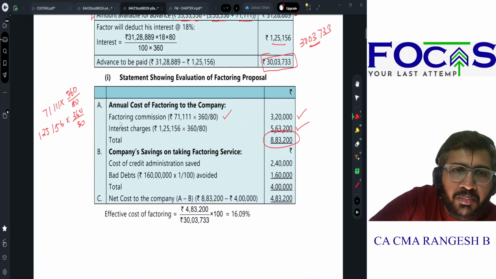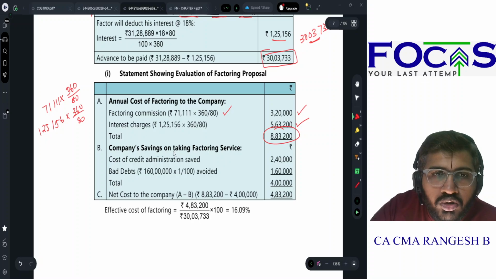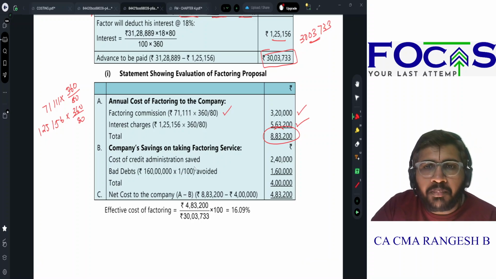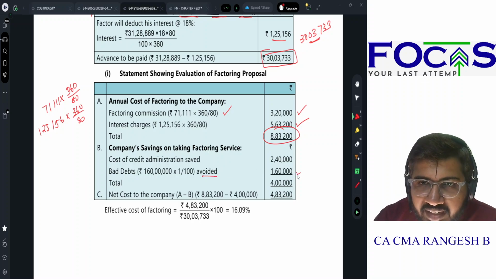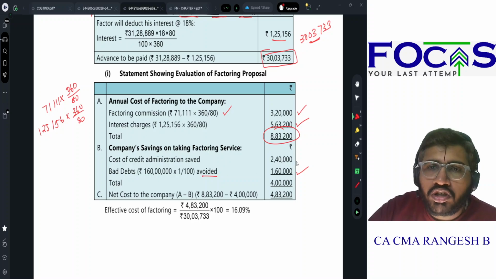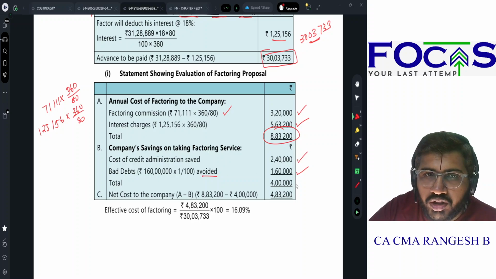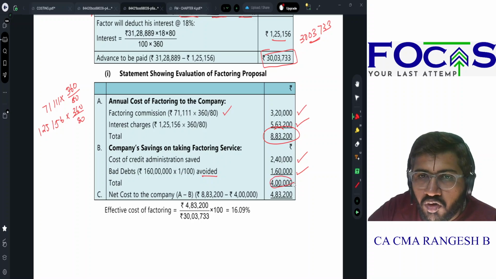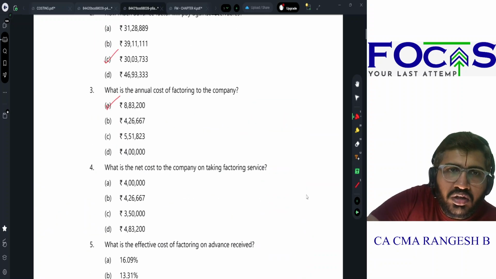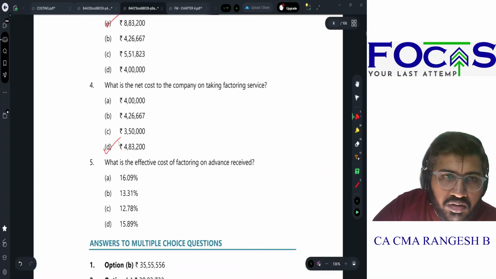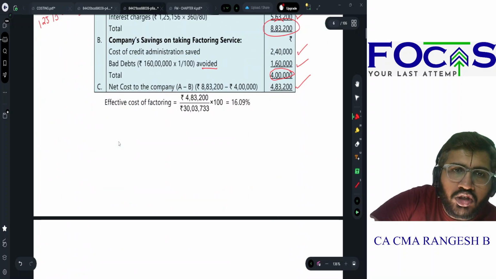Net cost to the company because of factoring. So by taking factoring, what costs are saved for the company? One is bad debts, which is 1,60,000, already computed. Cost of credit administration, how much? 2,40,000. So my savings is 4 lakhs. 8,83,200 is my total cost. 4 lakhs is my savings. Net cost, how much? 4,83,200 rupees. What is the effective cost of factoring?